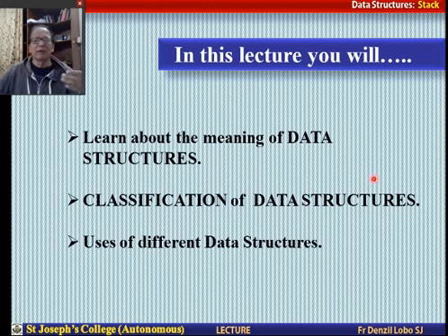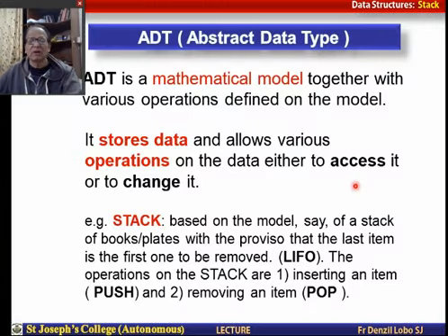But we will be dealing in depth as we go and as we learn about these data structures. So first of all, let us come to the understanding of what it is. You will hear this word ADT, abstract data type. Now ADT is a mathematical model together with various operations defined on the model. This model stores data and allows a lot of operations on the data, either to access the data or to change it. So this is what this ADT does, abstract data type.